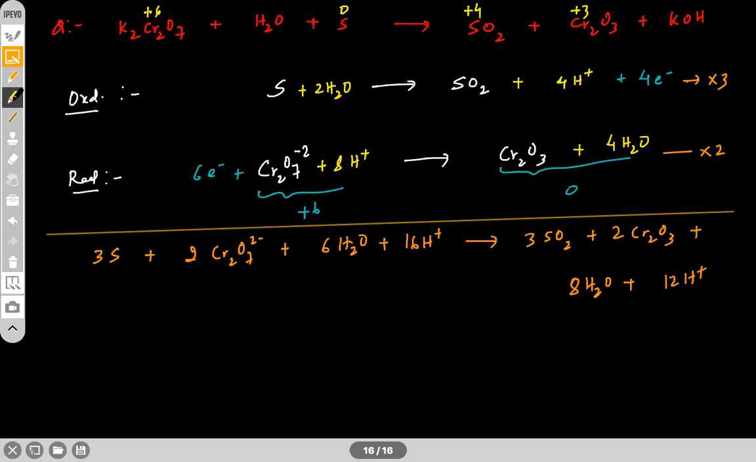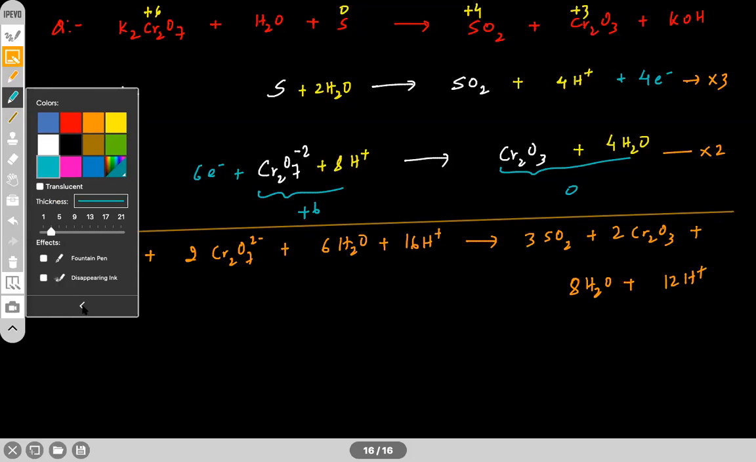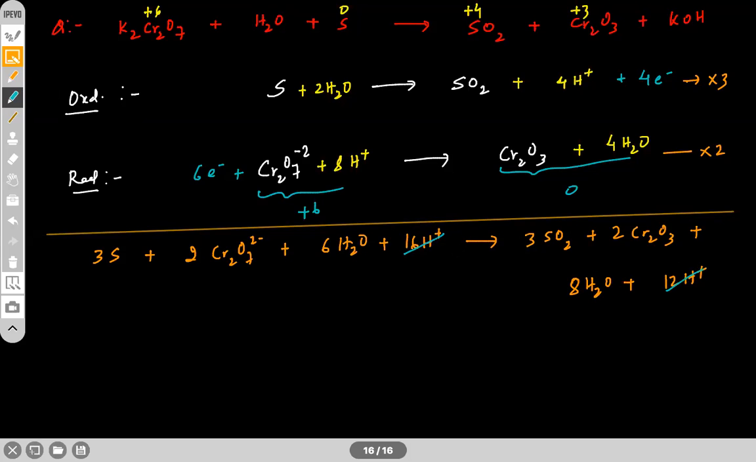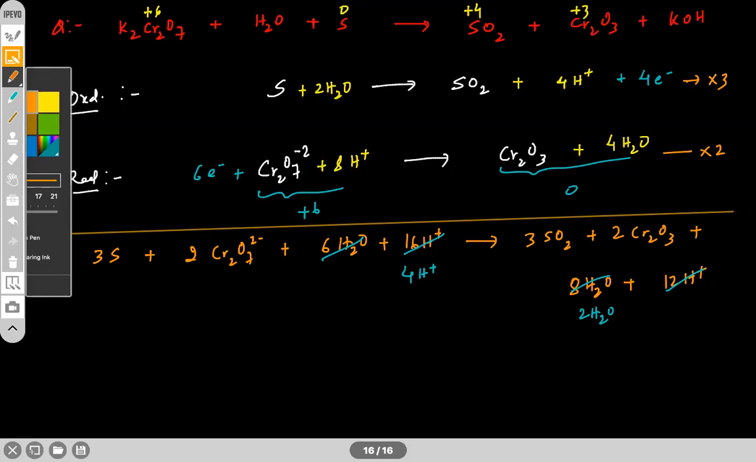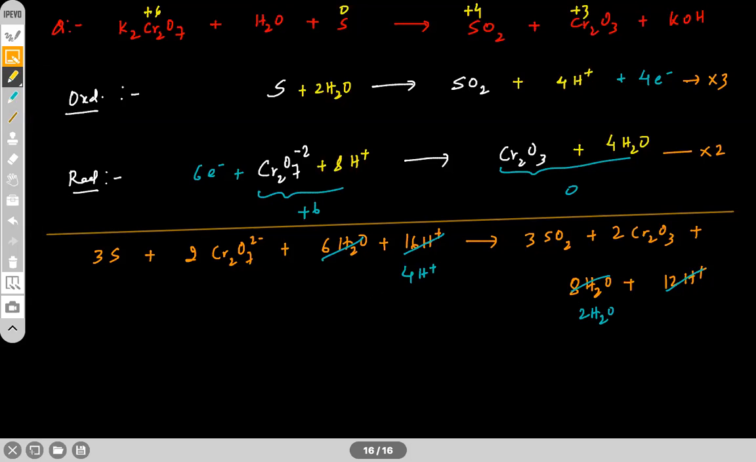Okay, I'll write down here the net reaction directly. 12H plus, 16H plus get cancelled. We'll get here 4H plus. 6H2O, 8H2O will get here 2H2O. Right? So we are getting 4H plus. So what we need to add? We need to add 4OH minus this side. And this side 4OH minus. 4OH minus and 4H plus gives you 4H2O. 4H2O minus 2H2O gives you 2.